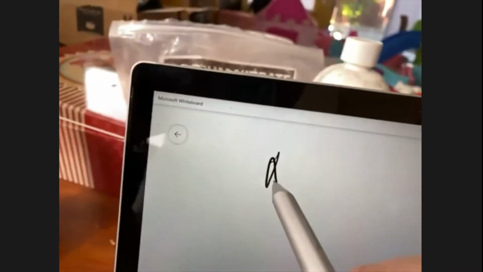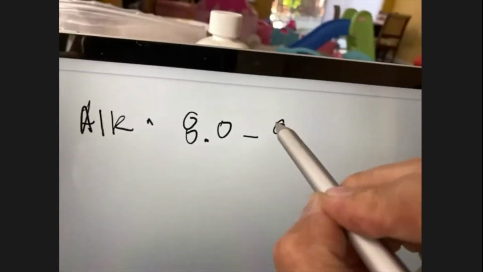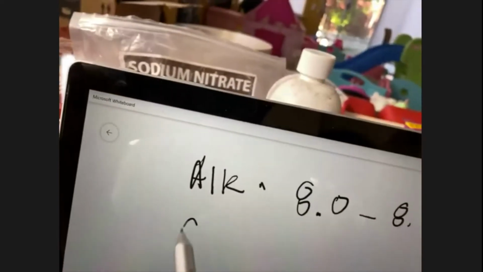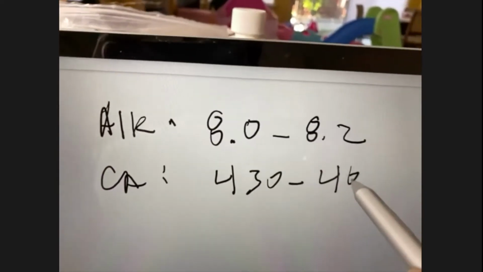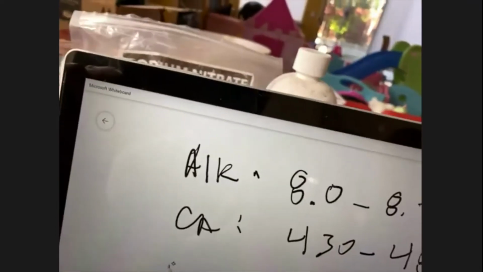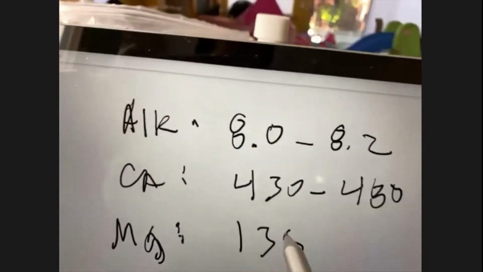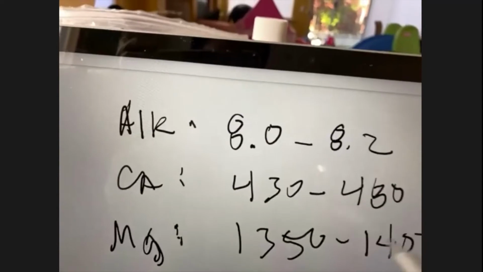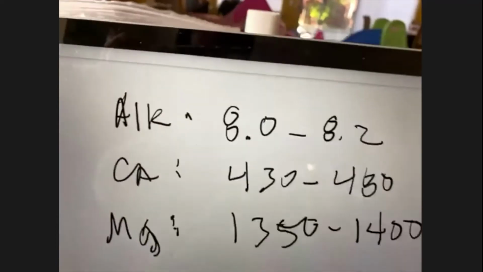So what I use in my system. My alk, I'm keeping at 8.0 to 8.2. My calcium, 430 to 480. Magnesium, I keep mine at 1350 to 1400. If it drops, I'll fix it. Not that important for coral, but I fix that before I fix my other stuff.